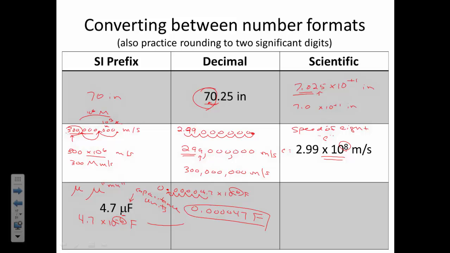What about rounding to 2 significant digits? Well, we already have 2 significant digits. We're done with that. How about scientific notation? Well, let's be smart here, and we should recognize that we've already got a number up front that's between 1 and 10, so that works fine already. So we've got 4.7 times 10 to the negative 6 farads. That's already done.